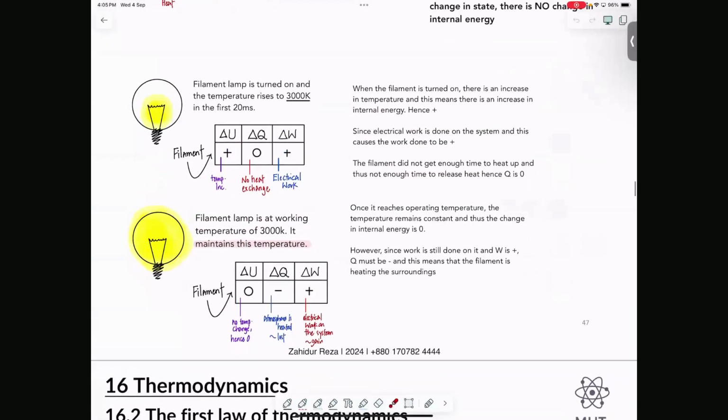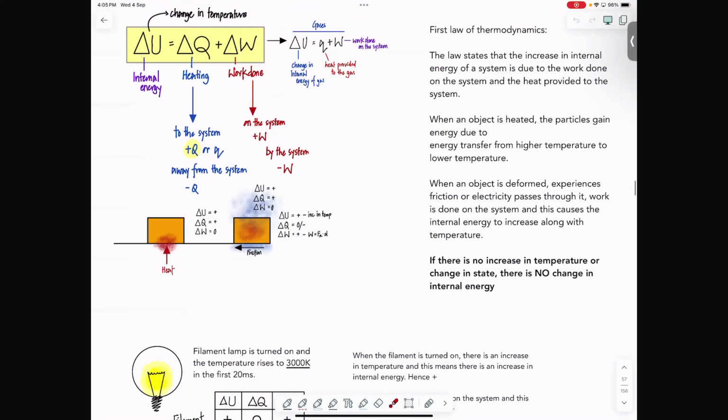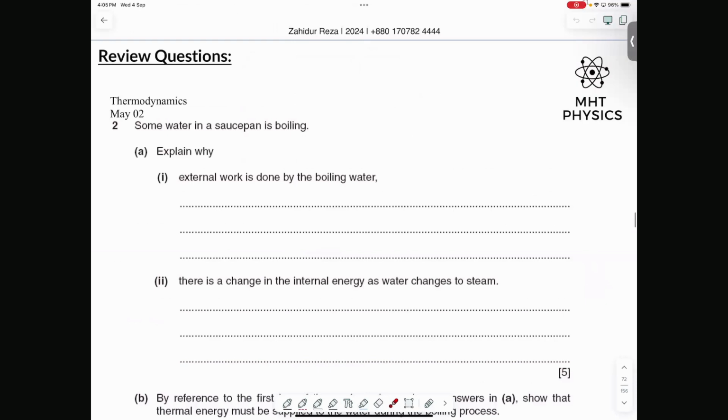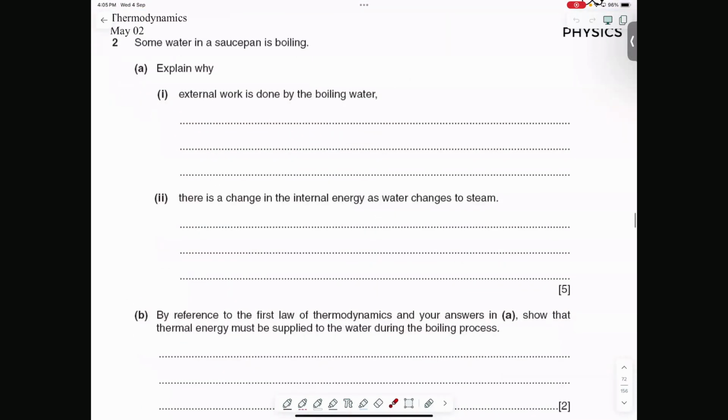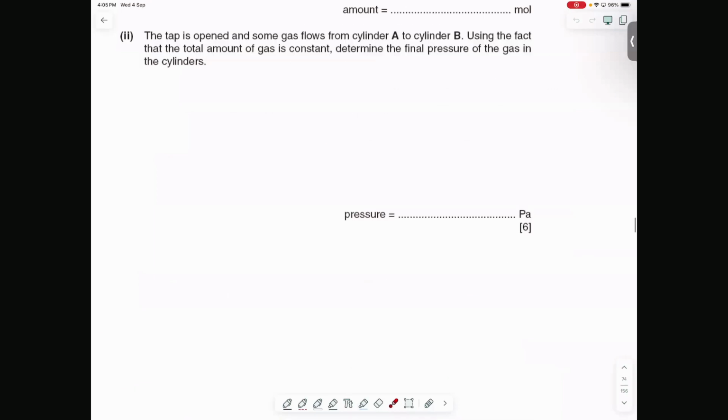Right, so we did the lamp, we did the water heating system. These are miscellaneous examples. Okay, so I'll do review questions. You'll find that there are some questions, just random things like a rock falling or this one: with reference to the first law of thermodynamics, show that internal energy must be supplied when water is boiling, for instance. Okay, so these kinds of questions are what you can anticipate.